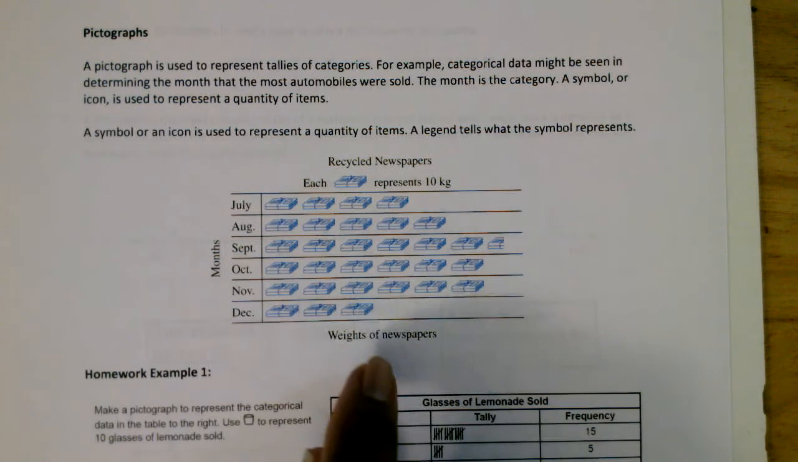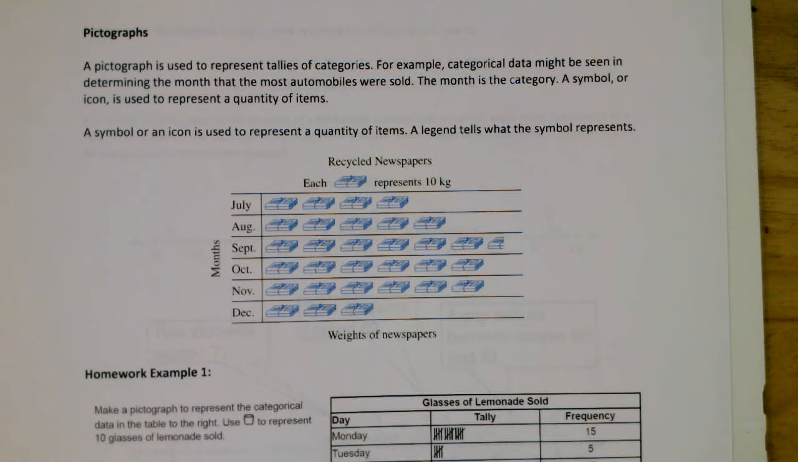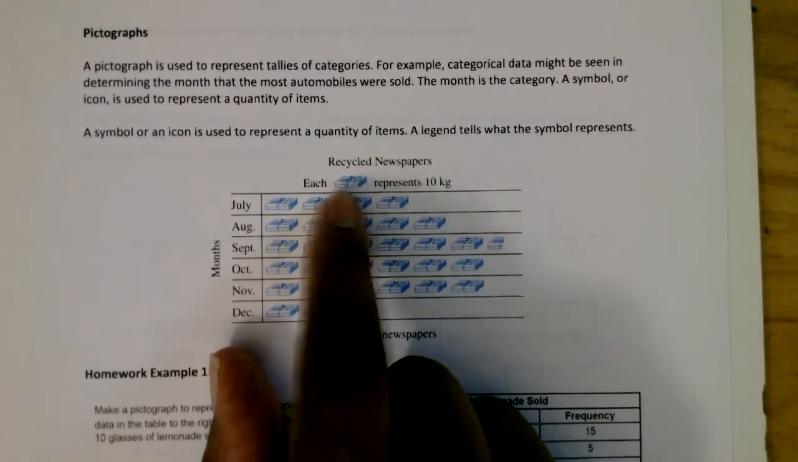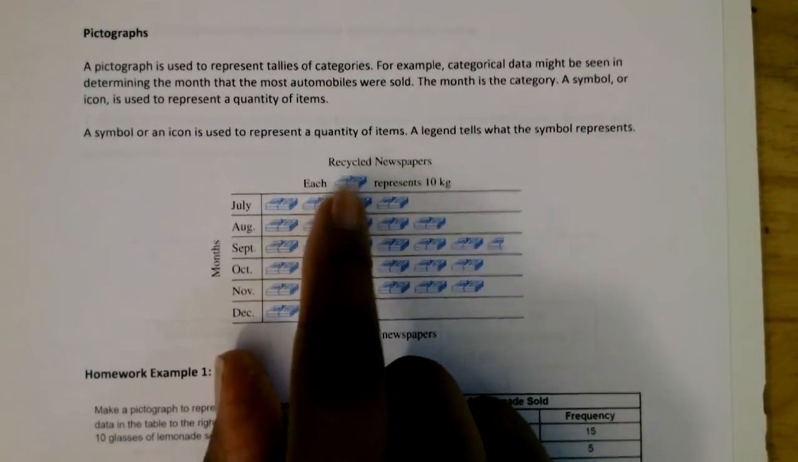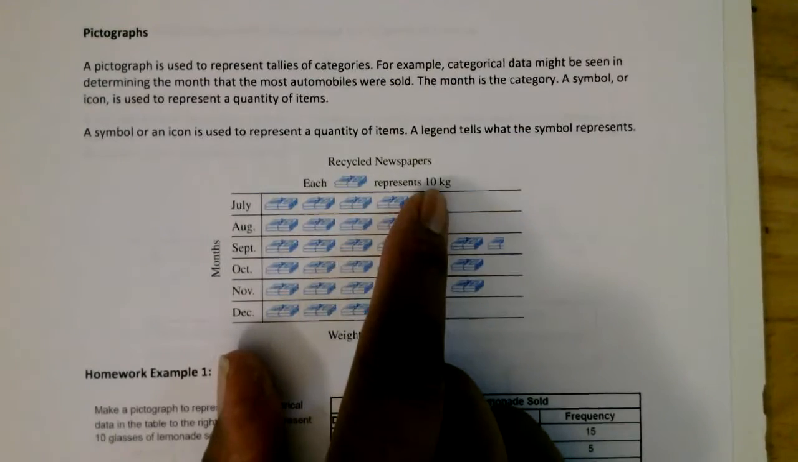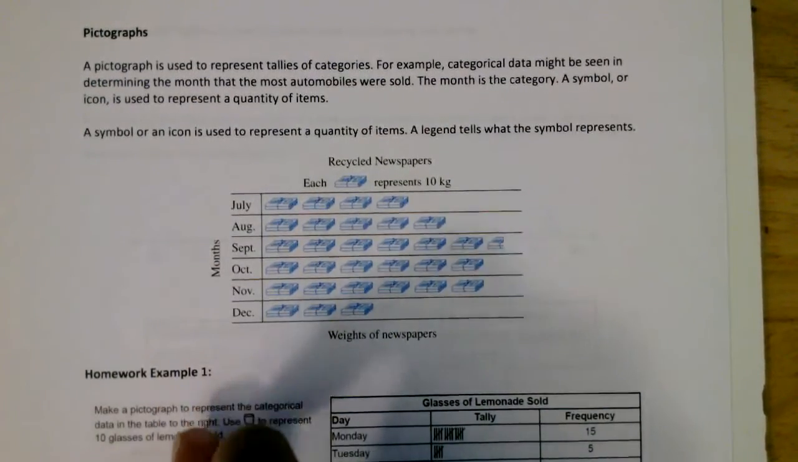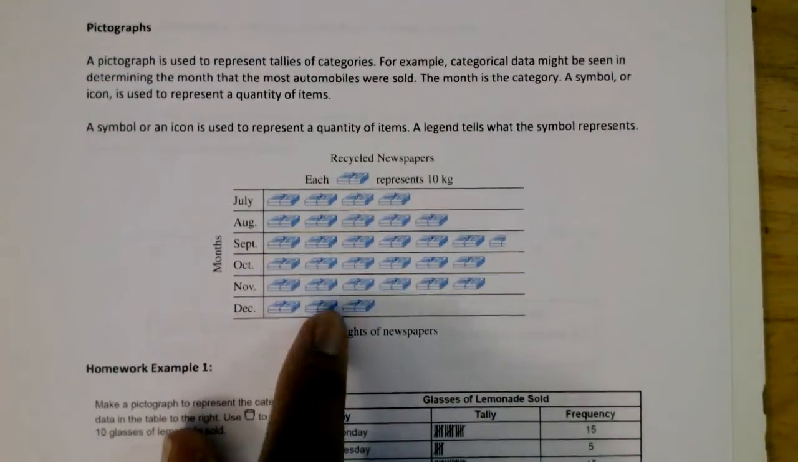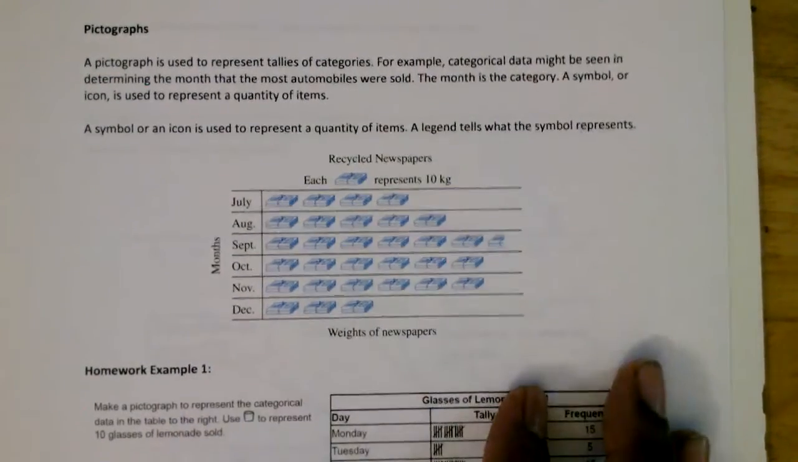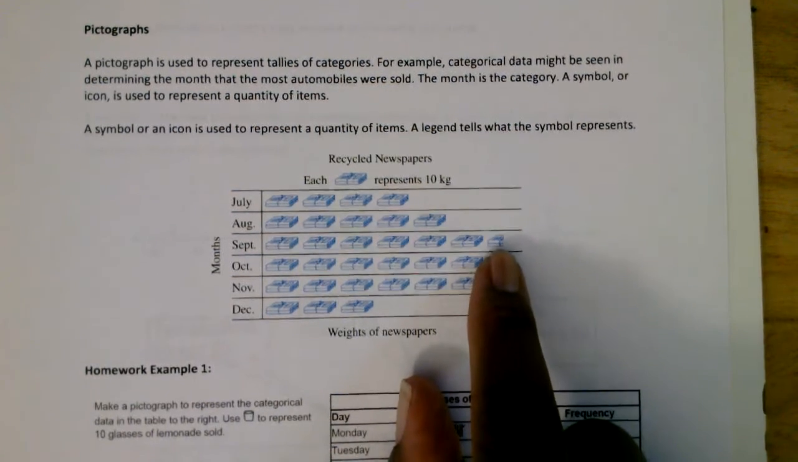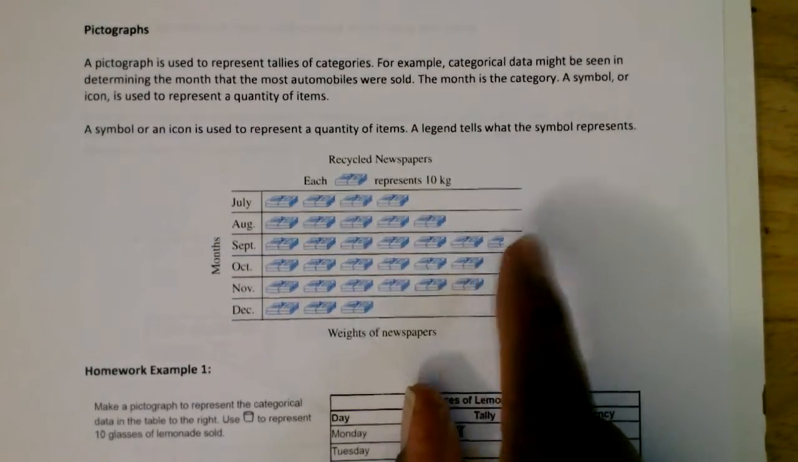So in this example of a pictograph that we see here for recycled newspapers, they give you that each whole newspaper, or the whole picture of the newspaper, represents 10 kilograms. So here, these are the months. Now, for December, if I see 3 of these, that means there were 30 kilograms of newspapers recycled for that month. And sometimes you might see a portion of a newspaper in the pictograph. That happens sometimes.